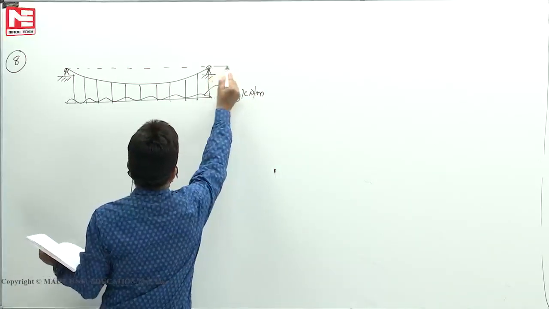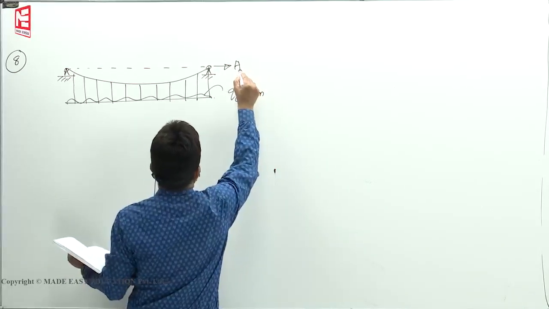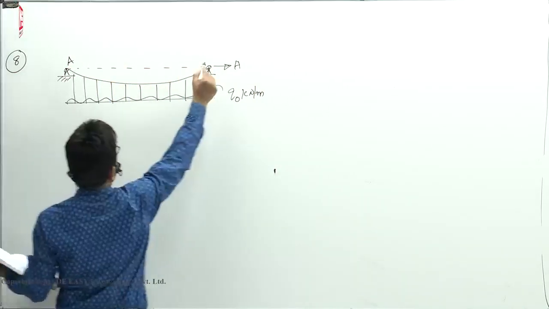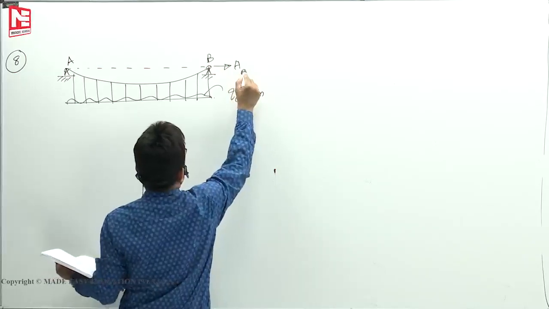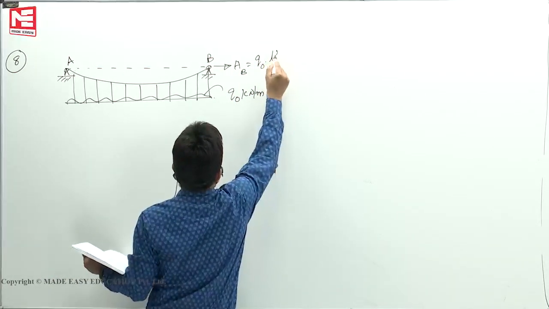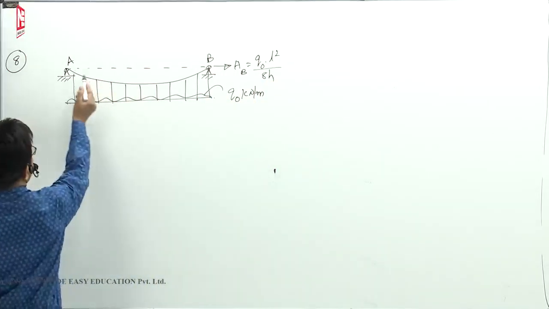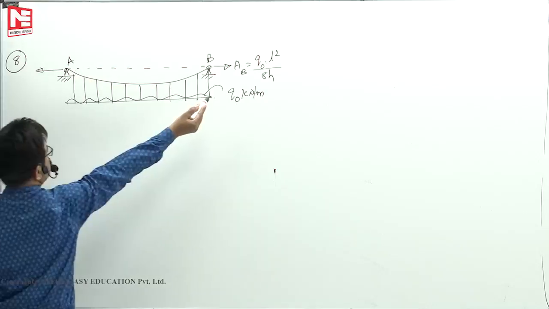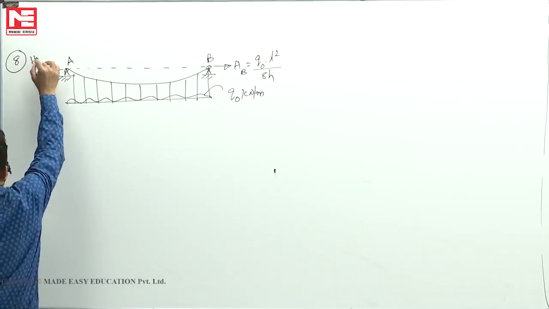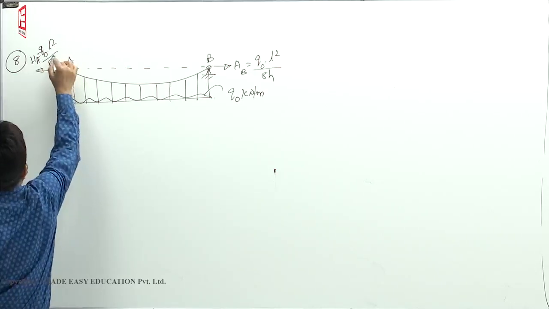When load is there, this horizontal thrust, we know what its value is. HA, this is B, let us say. HB is equivalent load, Q0 WL square by 8H. It is like a simply supported beam subjected to UDL. This value we have already calculated. HA is also Q naught WL square by 8H.